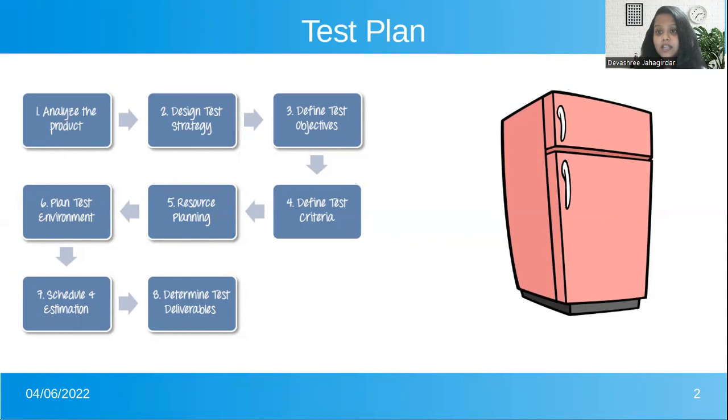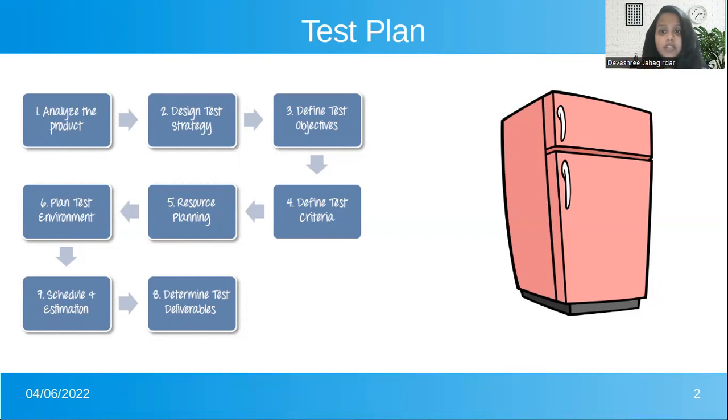And determine test deliverables. The last is determine the test deliverables. That means it includes all the documents of the test planning, the test cases, and the design document for the product. So all the documents are to be maintained here, to support the software developed, right? So this is what determine test deliverables is.